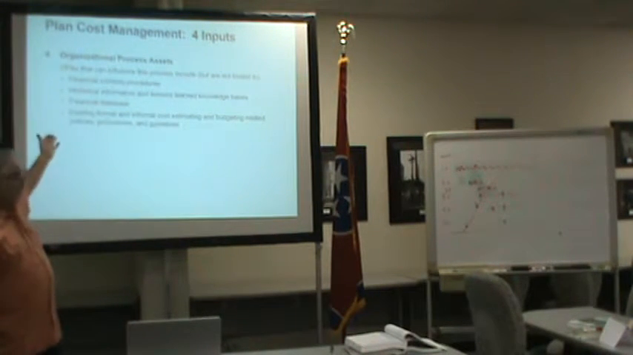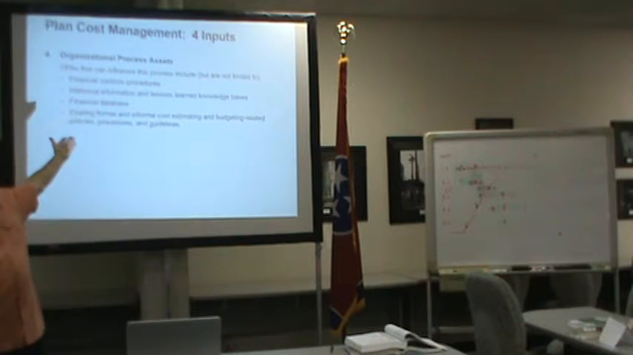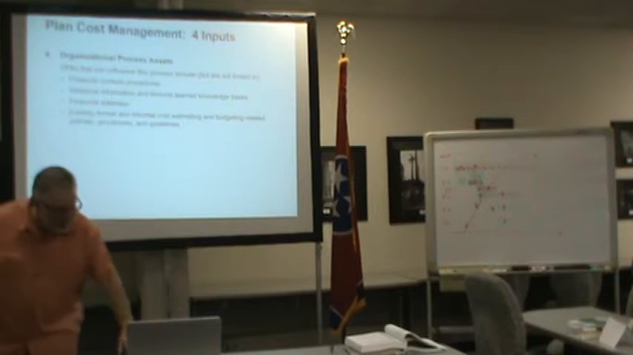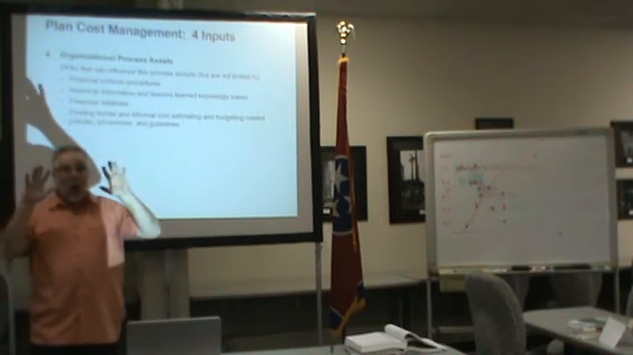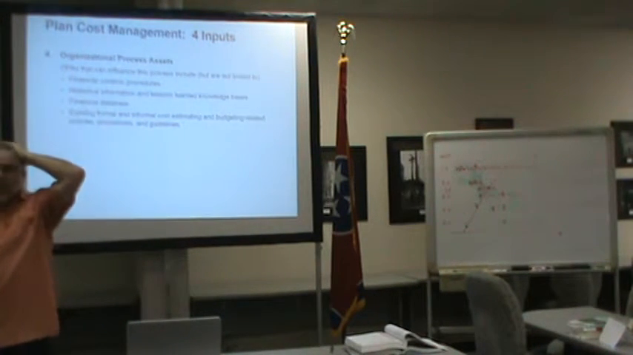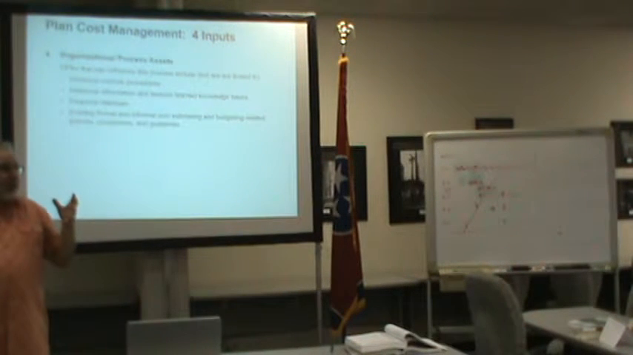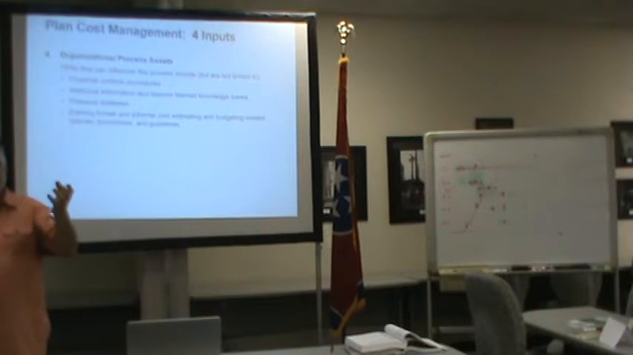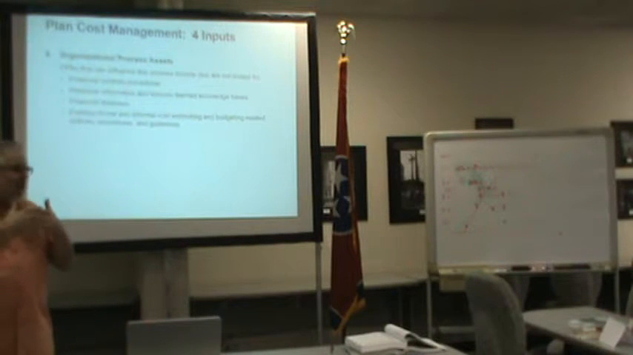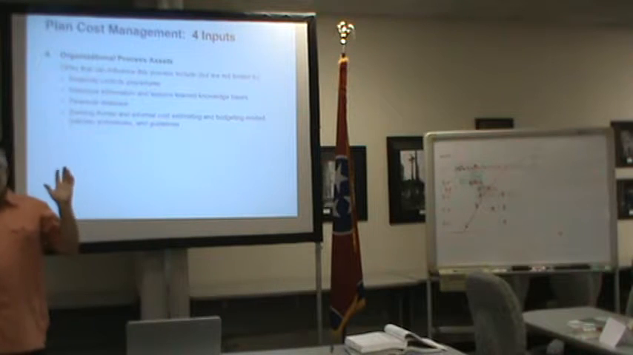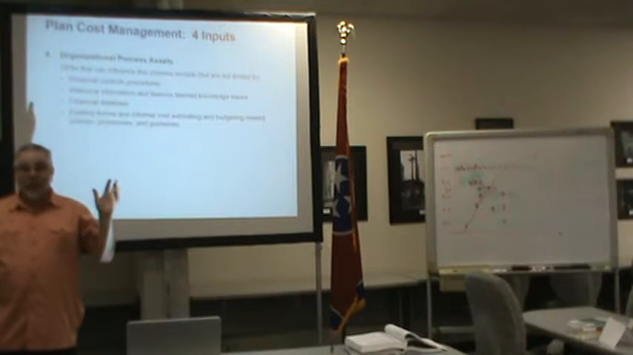OPAs, now we're talking about internal to the project, right? So project controls, financial databases. Now, I hope that some of you are saying, that's a little bit confusing, because you're saying internal and external and environmental factors and OPAs, and it's not that black and white. It's not that clearly delineated. And I would agree with you 100%.